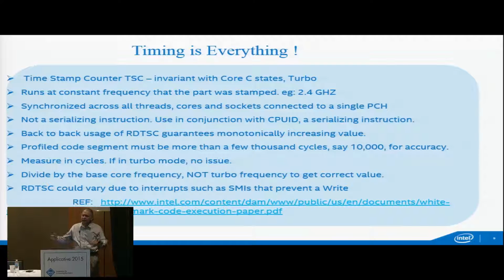Now some people come and ask me, so what do I divide it by? I take the cycles here, then I have to divide it by the base frequency, right, to get the time taken. So what do I divide this by? I don't know where it is in turbo. It could be at 2.9, could be at 2.8. So the solution is this: don't worry about it. Just use the base frequency, because it runs independent of the turbo frequency.